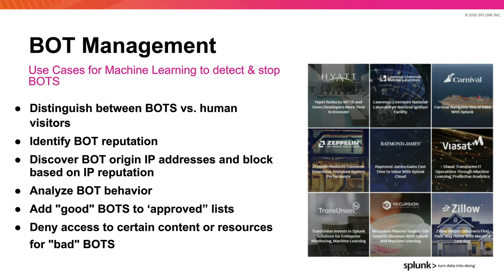Splunk machine learning is invaluable in detecting anomalies and behaviors in data that human observers might miss. If you go to the Splunk website, you will see lots of examples of how ML is used for all kinds of use cases. So now we'll talk a little bit about how we use Splunk and machine learning to detect and stop bots. We call this bot management.